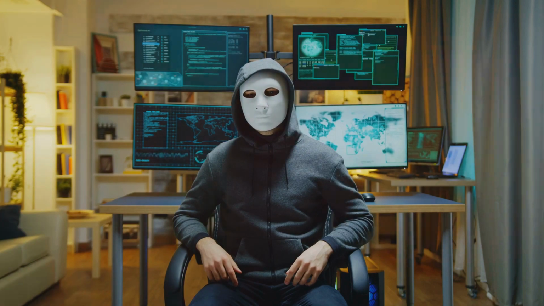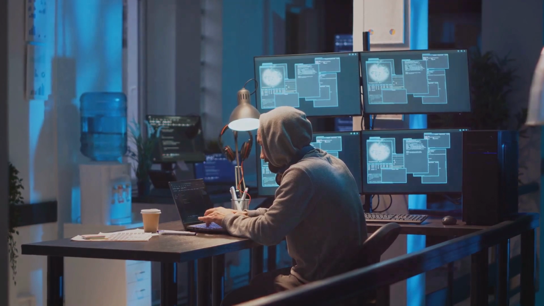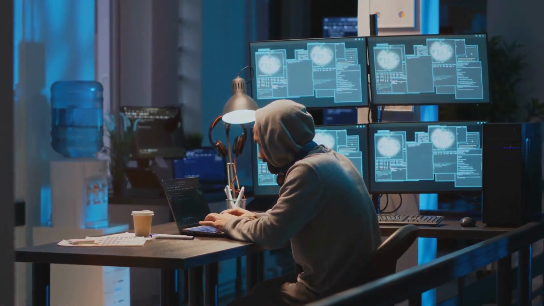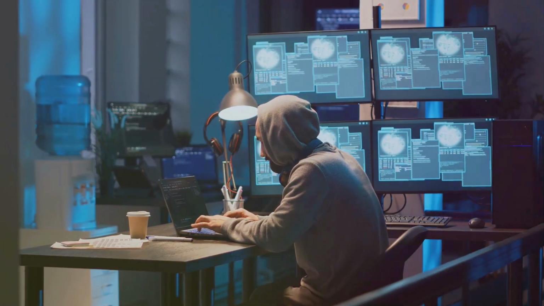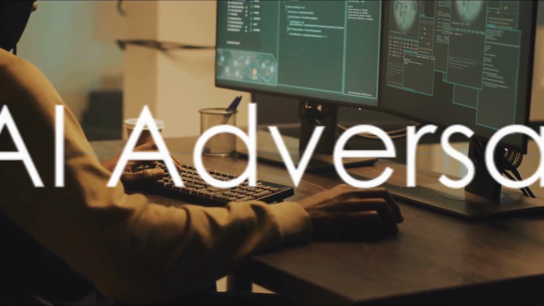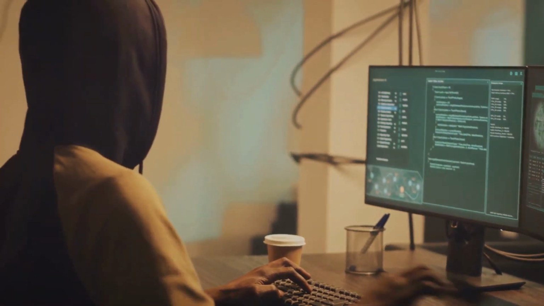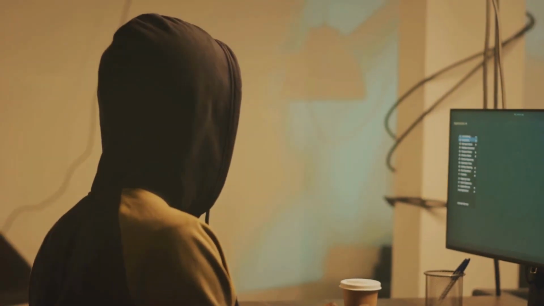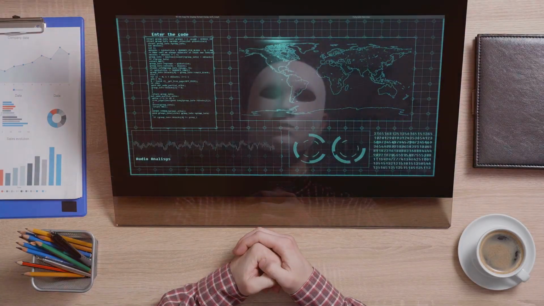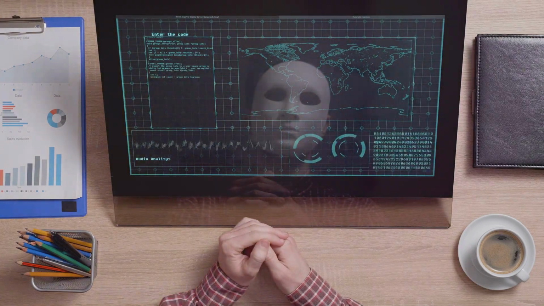So, as we navigate the exciting yet challenging landscape of artificial intelligence, let's ensure we're not just focused on building smarter AI, but also more secure AI. Because after all, the best offense is a good defense. Now that you know the threats, how can you defend your AI models against these attacks? Well, fear not. Researchers and security experts worldwide are working tirelessly to develop strategies to mitigate these AI adversarial attacks.